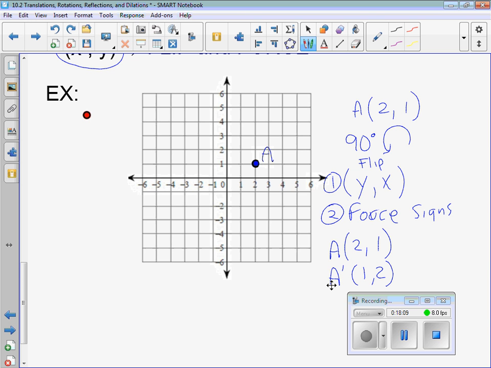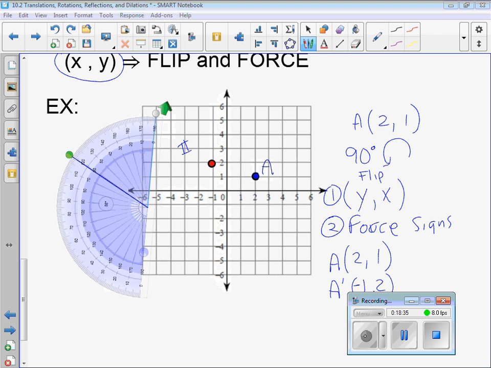But if you think about it, the signs of a point in quadrant 2 do not have a positive x and a positive y. It has a negative x value. So I have to force the x to fit in that quadrant. So it can't be positive 1. It has to be negative 1. Now I'm going to bring in my protractor. Now you don't need to use a protractor. You just need to remember this force and flip, or flip and force.